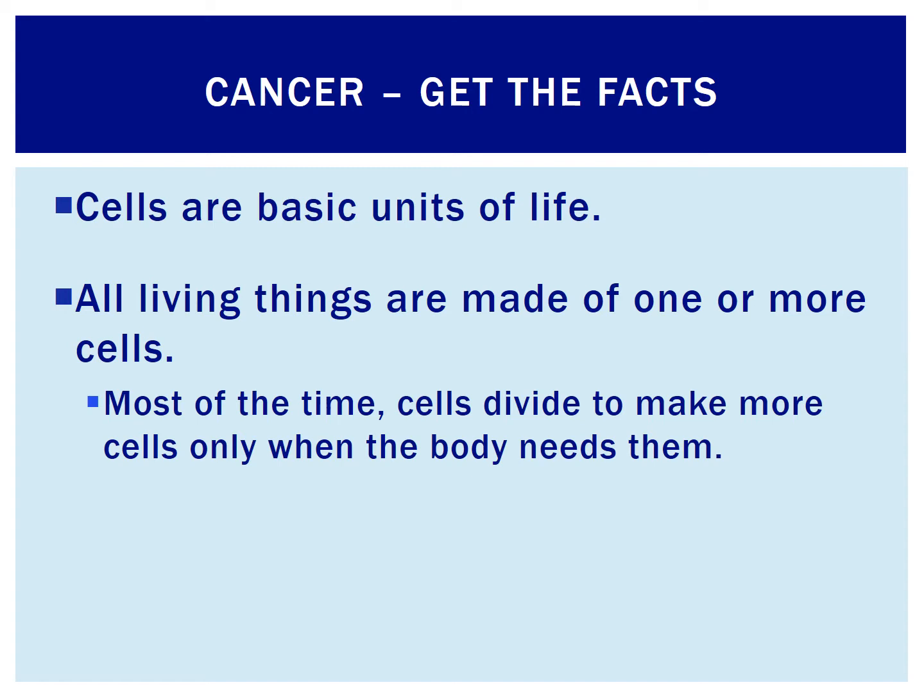Cells are the basic units of life, and all living things are made of one or more cells. The human body has trillions of cells. Most of the time, cells divide to make more cells only when the body needs them. But cancer cells begin to grow out of control in the body when the processes of the cell are abnormal. This is when the steps of cell growth and division that stop cells from dividing too much are not working correctly.